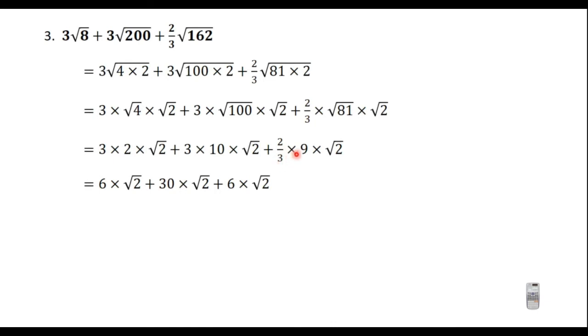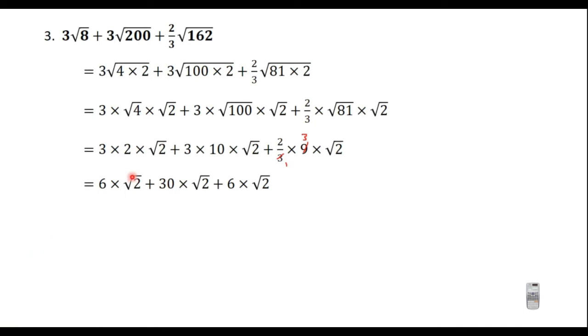over 3 times 9 will give us 6, because 3 will cancel itself once and cancel 9 three times. So this is what we mean. So 3 here will cancel itself once, cancel 9 three times. So we have 2 times 3 to give us 6, as we have. So 6 times square root of 2.